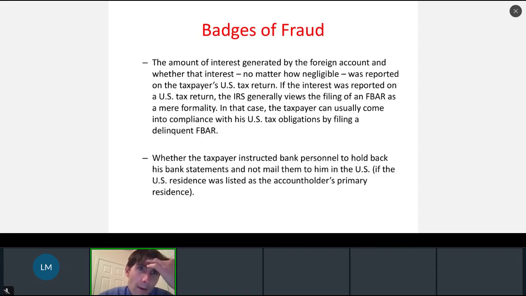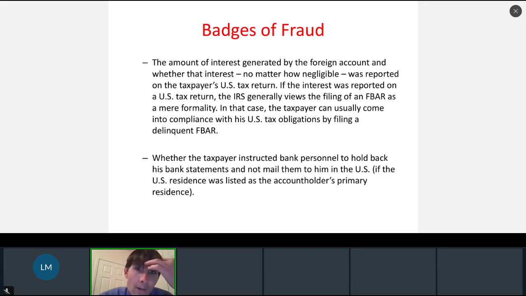Another badge of fraud is the amount of interest generated by the foreign account, and whether that interest was reported on the taxpayer's U.S. tax return. Ironically enough, because interest rates have been so low, even in foreign banks over the last 2 decades, the amount of interest generated was always negligible, even when the account values soared to 7 figures or more. But nonetheless, this was something that the IRS would look at and consider a badge of fraud if there was significant interest generated by the foreign account, and if that interest was not reported on the taxpayer's tax return. If the interest was reported on a tax return, the IRS generally viewed the filing of an FBAR as a mere formality.